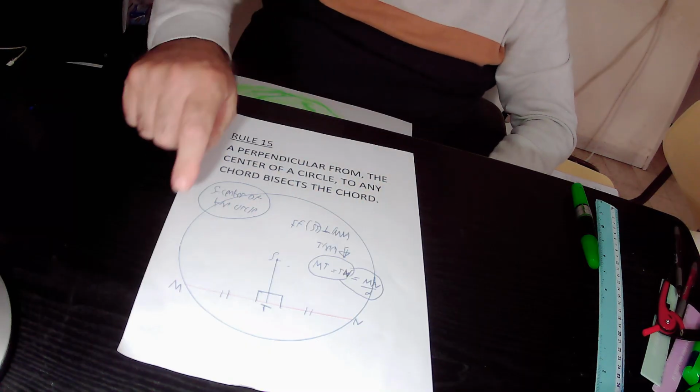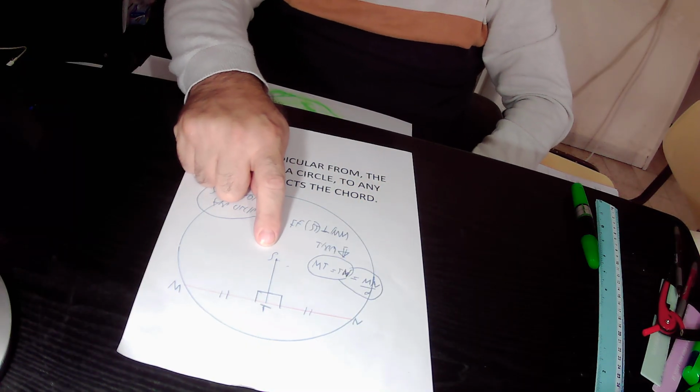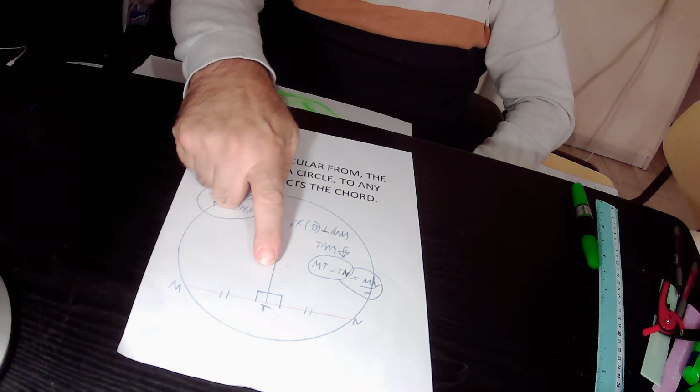In the drawing we have a circle. This is point S, that is the center of the circle. From point S we have perpendicular ST on chord MN.